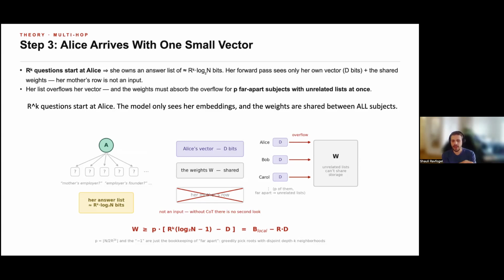So this gives us, after some algebra that I will not get into, that the number of non-embedding parameters, according to this condition, is at least P, which is the number of possible entities or subjects with unrelated answer lists, so like how many disconnected entities we can find, times the number of possible answers, which is R to the power of k times log N. And so this gives us a second bound on the number of non-embedding parameters. So we call this P local. And again, we discount R d, which is the number of embedding parameters.